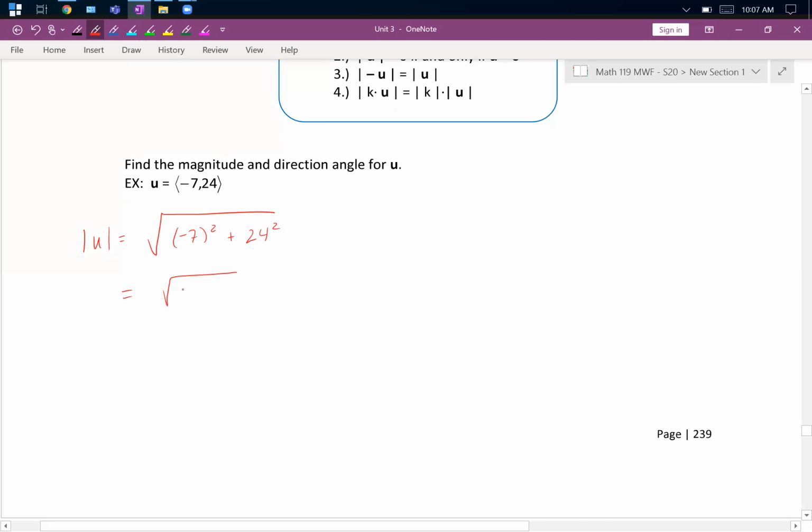So that's going to be the square root of 625. So our magnitude is 25. And then our direction angle, we're using tangent of theta equals b over a. So we'll have to use inverse tangent here.